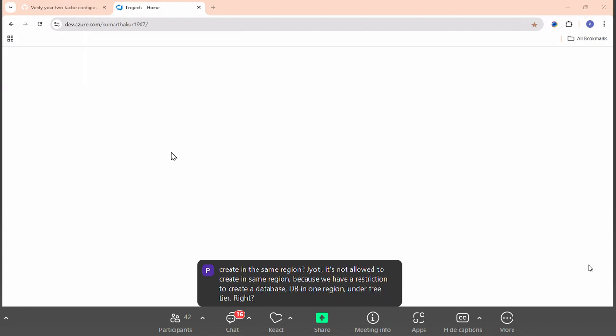What is a single packet? A single packet of a complete application: front end, back end, and database. One packet.